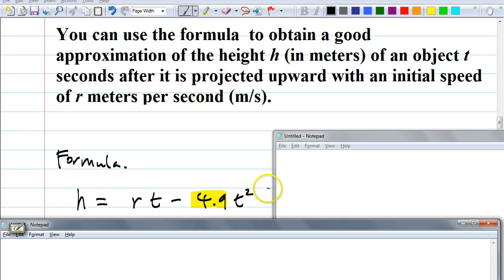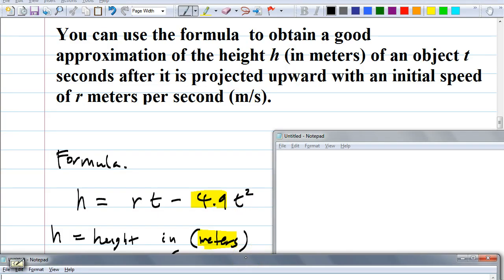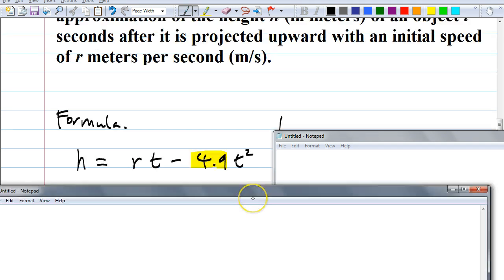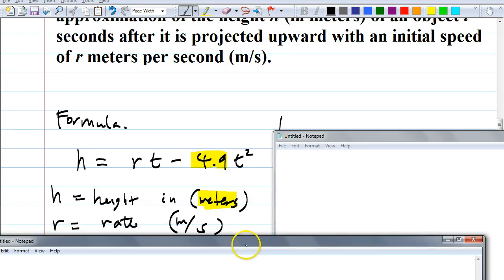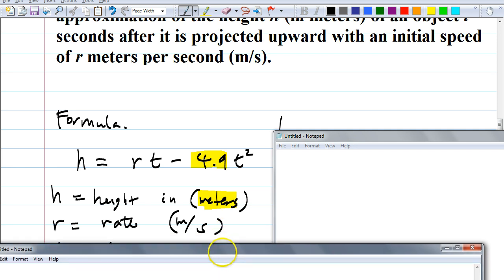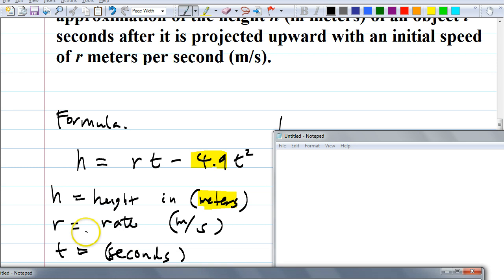Okay, so let me write this for you. H stands for the height in meters. Is it always 4.9? Let me explain that in a minute. Okay, so write this down. And then guess what the R stands for? That's the rate in meters per second. And of course, guess what T stands for? Time in the air. But what unit would that be in? Time is in seconds. That's why the rate is in meters per second. Does that make sense?